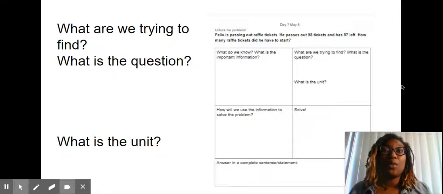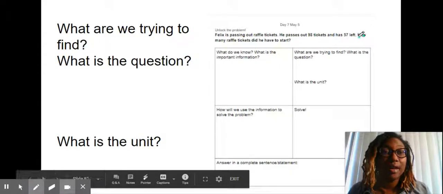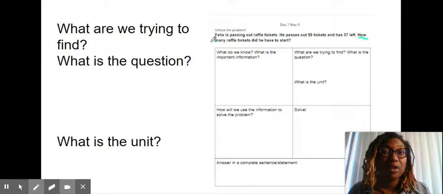Next, we have to figure out what we are trying to find and what the question is. So we have to figure out how many raffle tickets Felix had at first. So before he passed out his 98 tickets, how many tickets did he have? And I see our question right here. So our question is how many raffle tickets did he have to start? So that's what we're trying to answer.